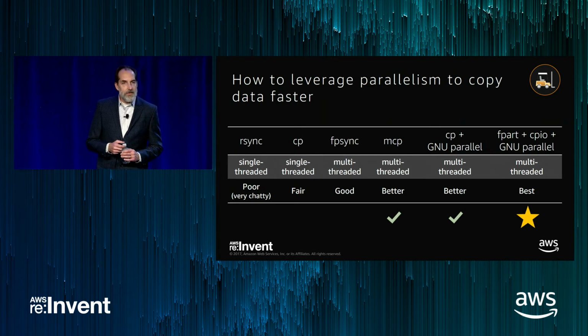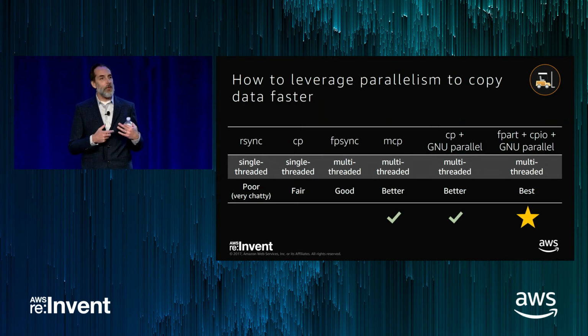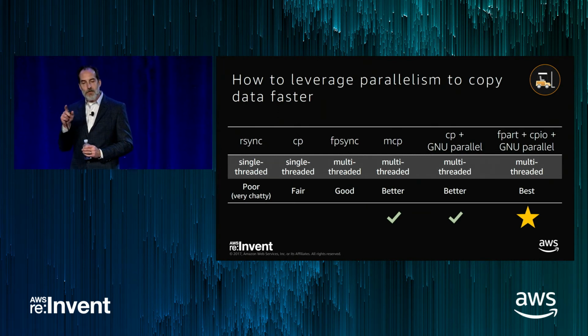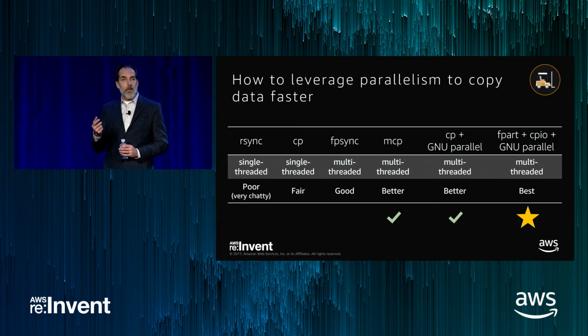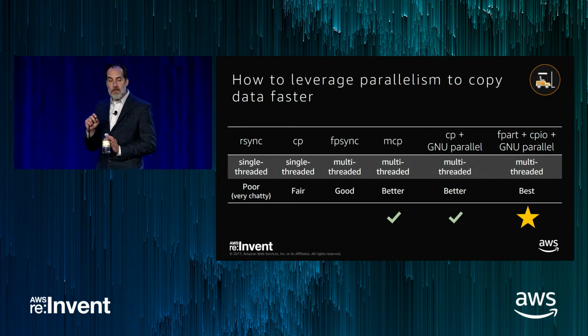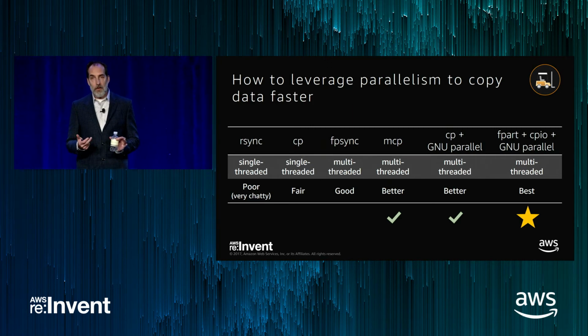GNU Parallel is a shell tool that allows you to run a command in parallel, really allowing you to take a serial operation and run it using multiple threads. So by using GNU Parallel and cp, we get substantially better performance over the standard cp command. We also, if you use cpio and fpart and GNU Parallel, you can get even higher levels of throughput.